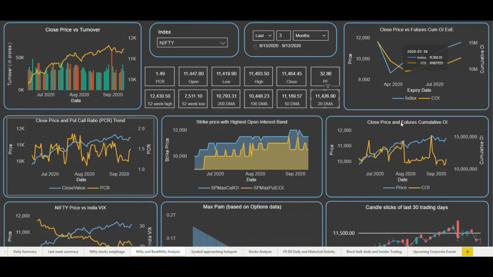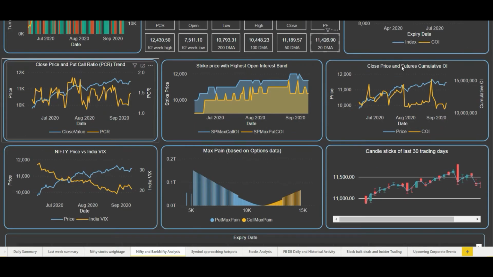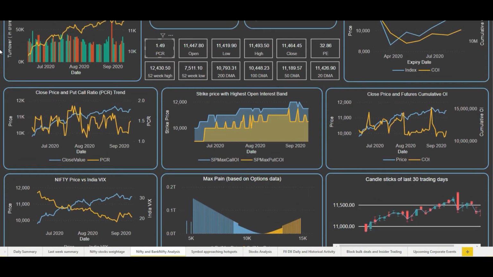Now coming to the second row, you can see that this is the close price versus put call ratio trend. In the above box, we were only showing the current number as on the last trading date, but this also shows you the trend with the close price. So this trend would help you in making decisions based on how PCR is changing as compared to the close price. Generally, if PCR also increases with the close price, that is considered bullish.